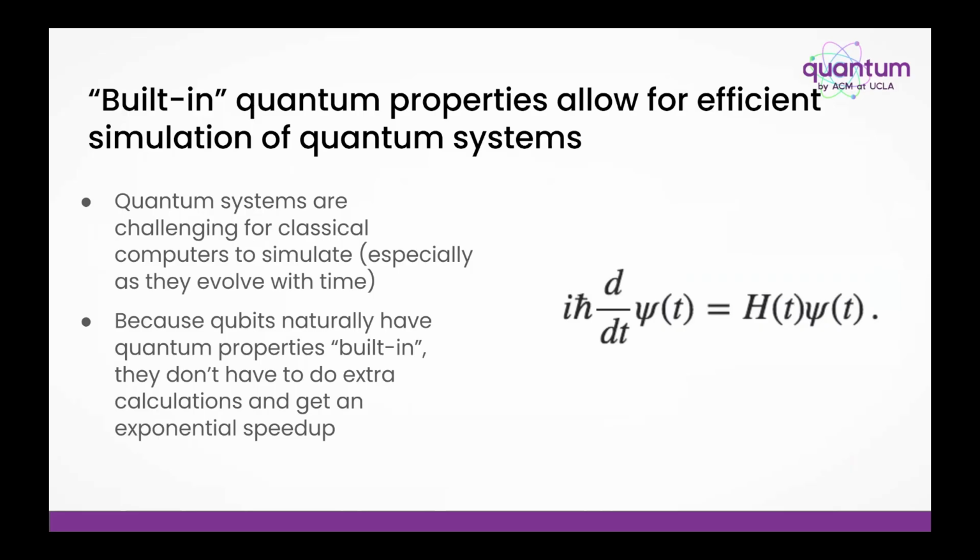However, qubits naturally have quantum properties built in, right? So they don't have to do the extra calculations that classical computers have to do, and they end up getting an exponential speed up over classical computers. On the right over here is a physics equation called the time-dependent Schrodinger equation, which is an example of the type of thing you want to simulate on a quantum computer.